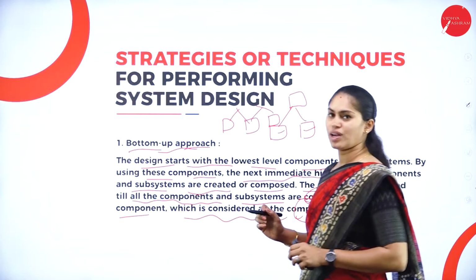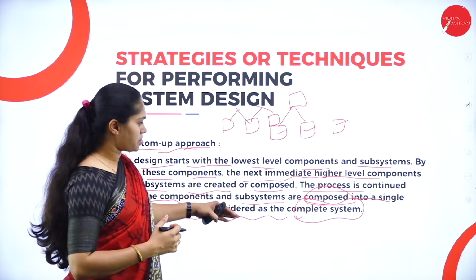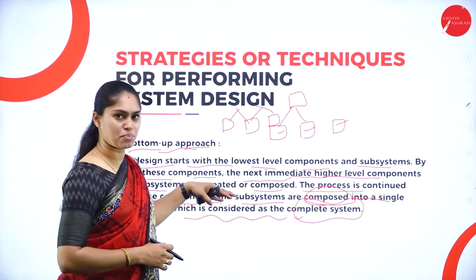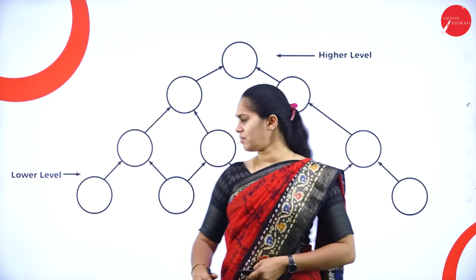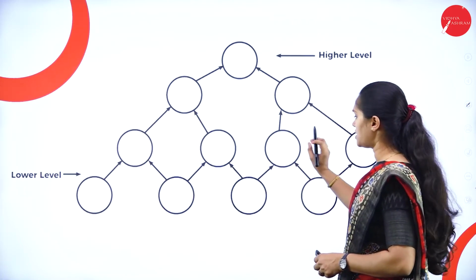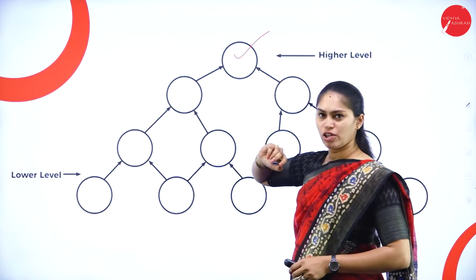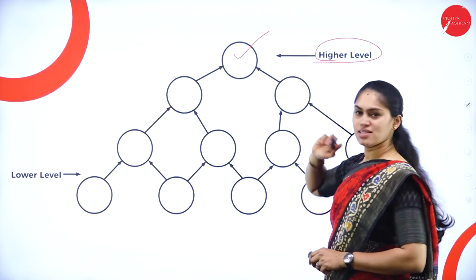In the end we are looking for the complete system by integrating all the subsystems or submodules in the bottom up approach. Here you can see the diagrammatic representation. All these lower level subsystems are put together, or integrated, to form a complete solution as a higher level system. This is a complete system.